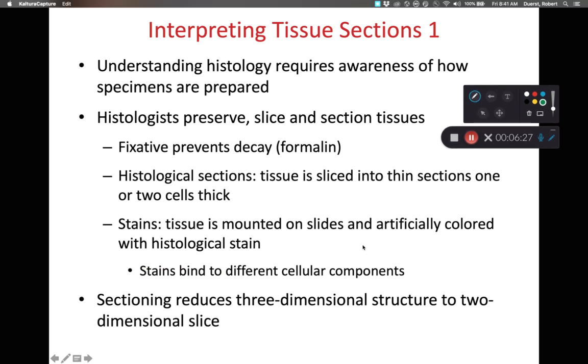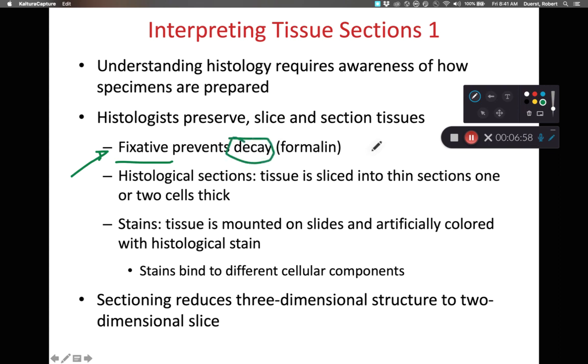Now, as we look at histology, this is kind of tough. It involves a little bit of mental manipulation. When I say mental manipulation, you need to look at a two-dimensional image and convert it to a three-dimensional structure. And that's kind of tough. But before we can look at that two-dimensional image, we need to make a two-dimensional image. We're going to start with a tissue, and we're going to have to fix it. We fix the tissue to prevent it from decomposing.